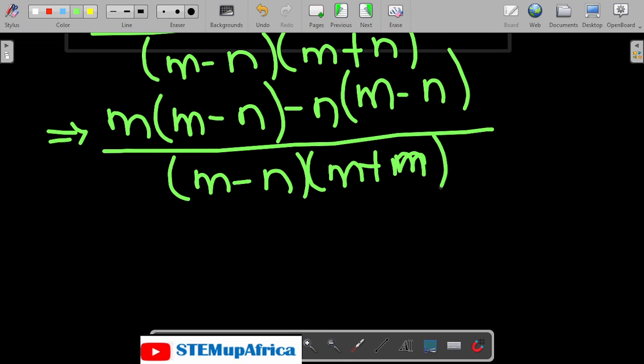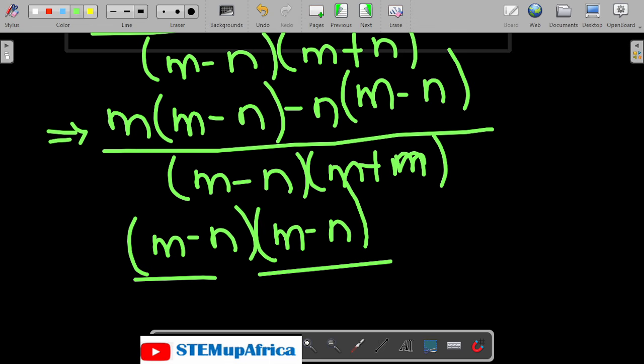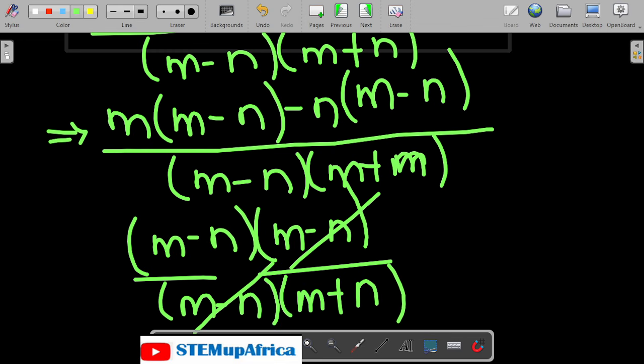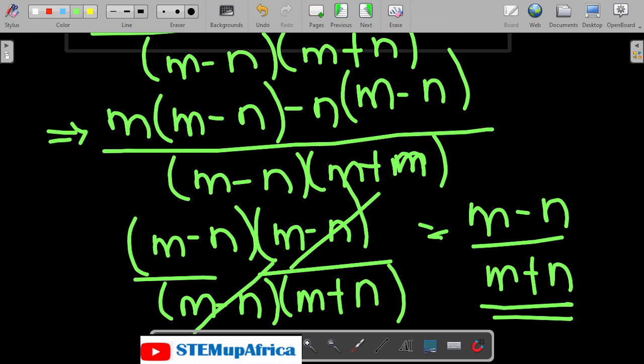So I take the two brackets as one, which is m minus n, over m minus n times m plus n. So this cancels with this, and I'm left with m minus n over m plus n. So this is the solution to question 2b. Let's go to question 3 and see what we have there.